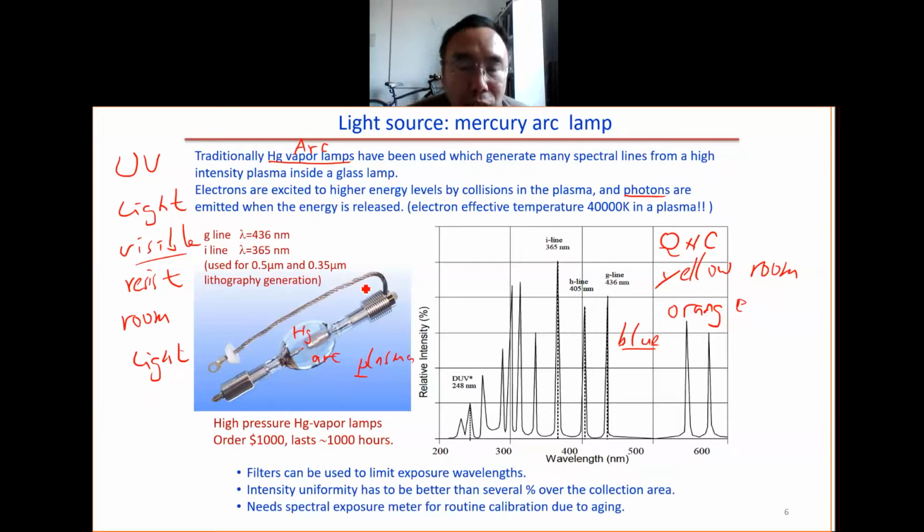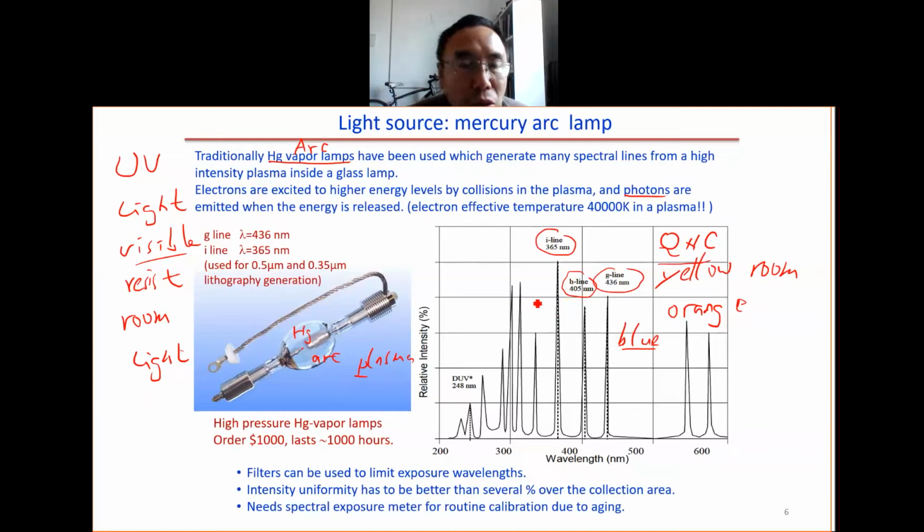This is how UV light is generated. This is the spectrum of the mercury arc lamp. The most useful one is the I line, 365 nanometers, which is very, very useful. Sometimes the H line and the G line are also used for lithography. In the quantum nanofab, the Quantum Nano Centre clean room, we have the I line, H line, and G line. We use this kind of lithography.